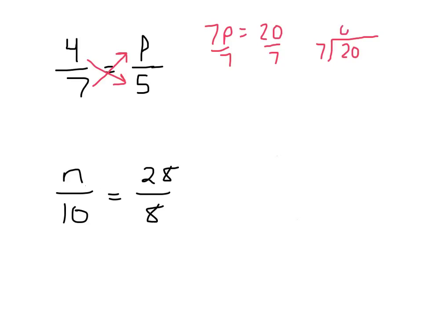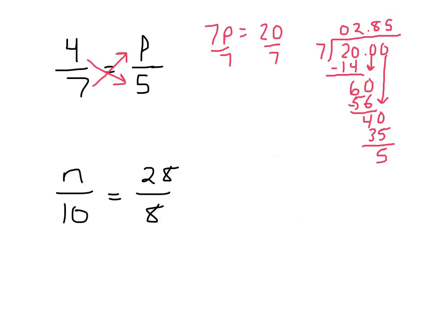7 does not go into 2, but it goes into 20 twice. 2 times 7 is 14. 20 minus 14 is 6. So we're dealing with a decimal. Add a 0, bring up the decimal point. 7 goes into 60 8 times. 8 times 7 is 56. 60 minus 56 is 4. Bring down another 0. We'll find the answer to at least the hundredths place. 7 goes into 40 5 whole times. 5 times 7 is 35. And I'd still have a remainder of 5 when I subtract 35 from 40. And I could keep it going. But p is 2.85.